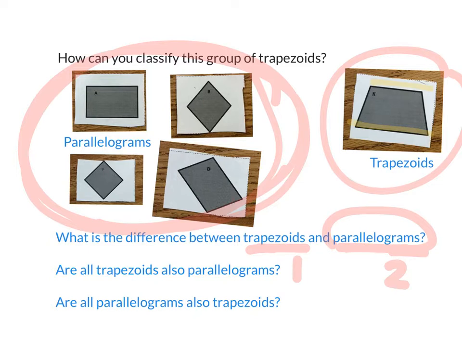Okay. So are all trapezoids also parallelograms? Is this a trapezoid? Is it a parallelogram? So are all trapezoids also parallelograms? No. Are all parallelograms also trapezoids? Yes. Because all of the quadrilaterals on the screen are trapezoids, but only these ones right here are parallelograms.